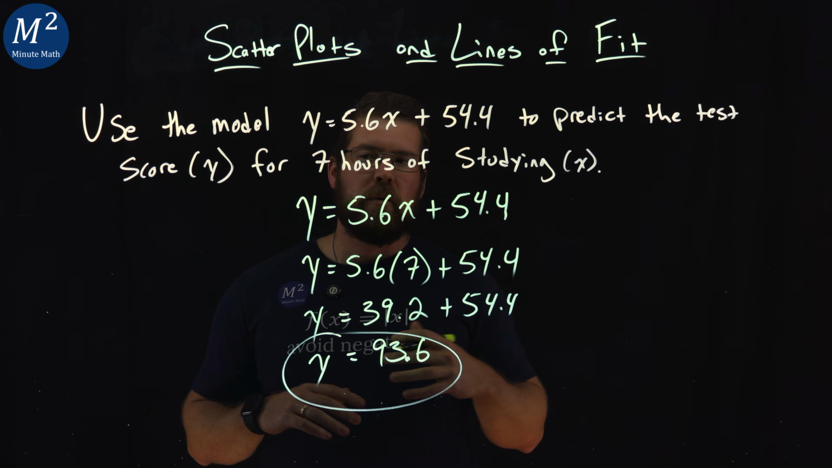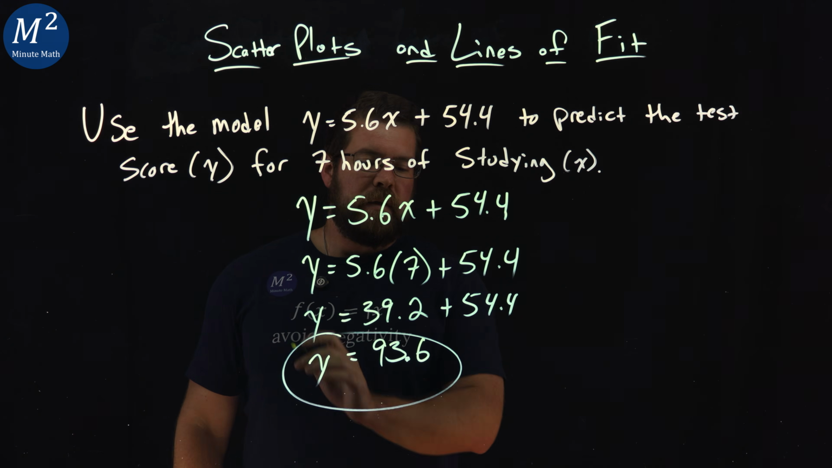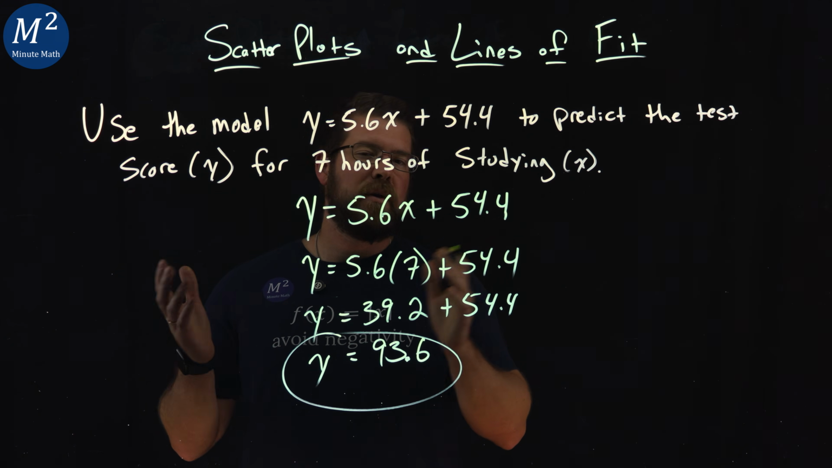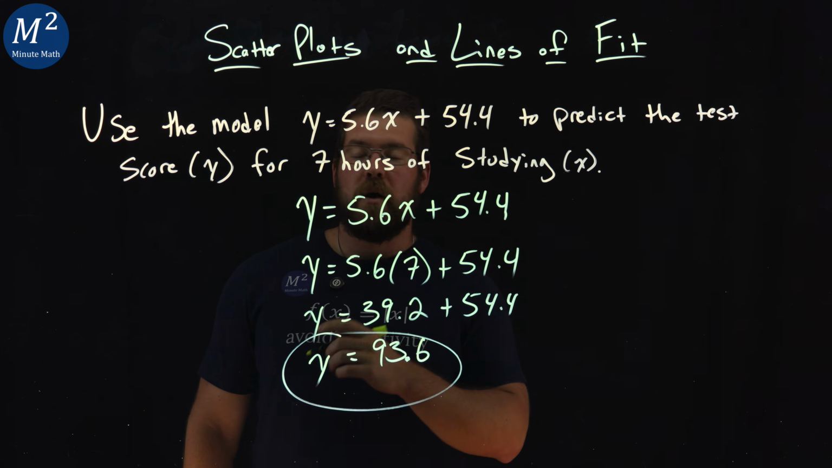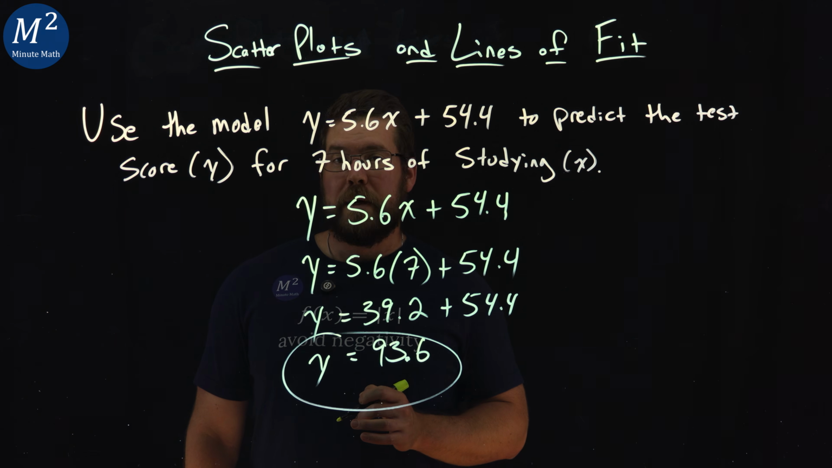Not going to really be practical, right? We have a limit of 100 points for our score here, but in this case, within the data range, it can be a good predictor here. So for 7 hours of studying, our x value, we got a y value, a test score of 93.6.